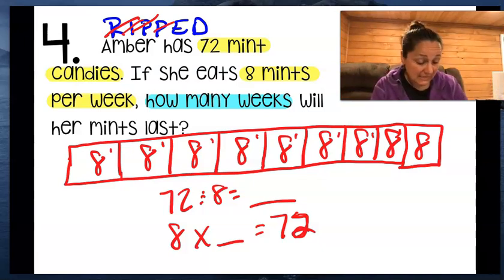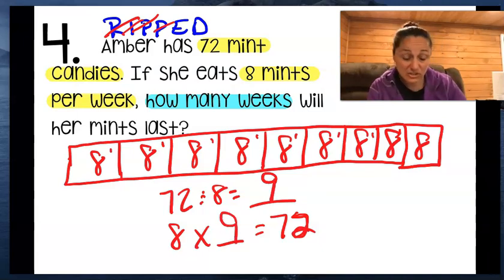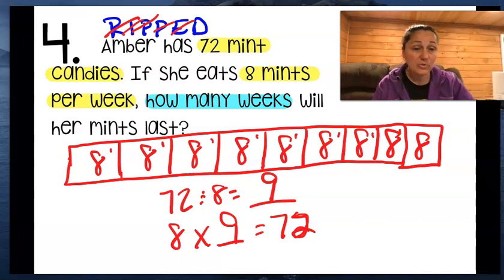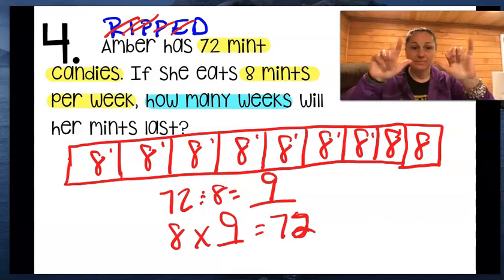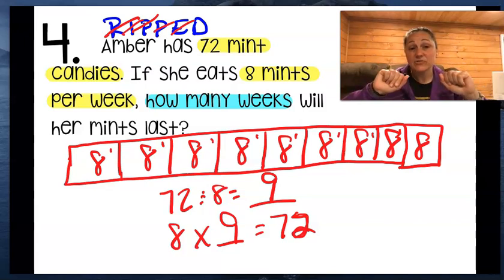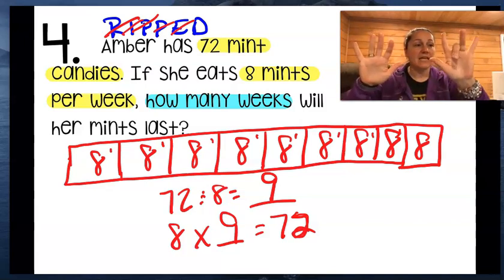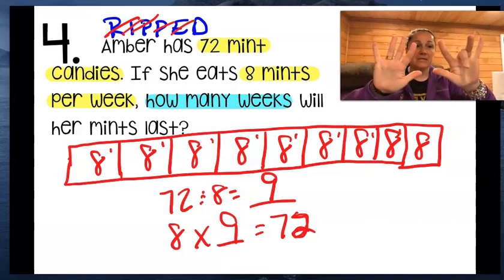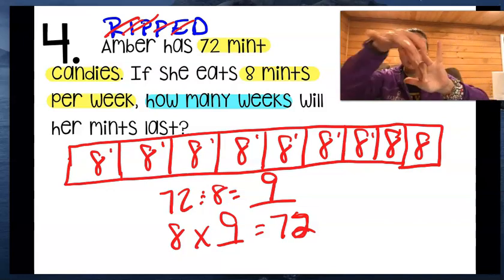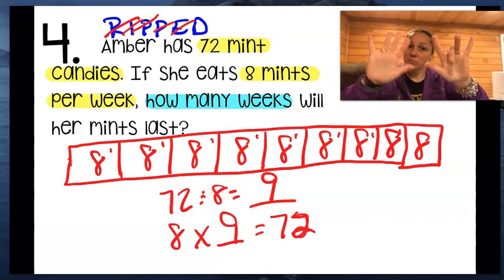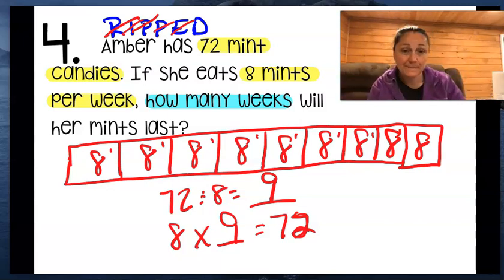But 72 divided by 8 is 9. 8 times 9 is 72. So we execute it. Does it make sense? Now that I've gone through my fact family, I can also do 8 times 9, and I can do my nines trick and put down my 1, 2, 3, 4, 5, 6, 7, 8. 8 times 9. There's 7 on this side, 2 on this side, 72. Works for me.